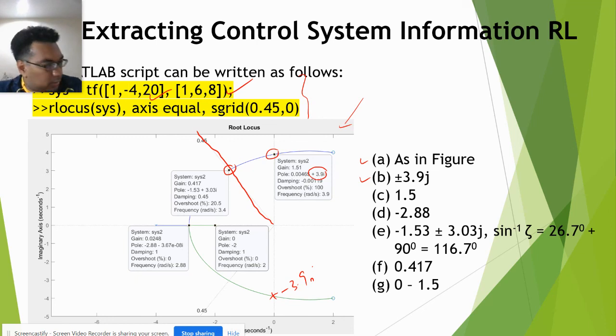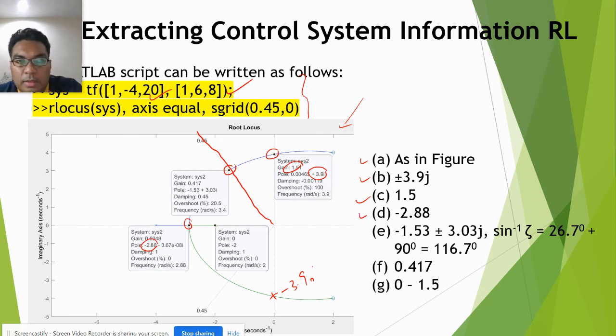The third one, find the gain k. The gain given here is 1.5. And the next one, find the breakaway points. For the breakaway points here, you can get the value of the poles, which is minus 2.88 here.